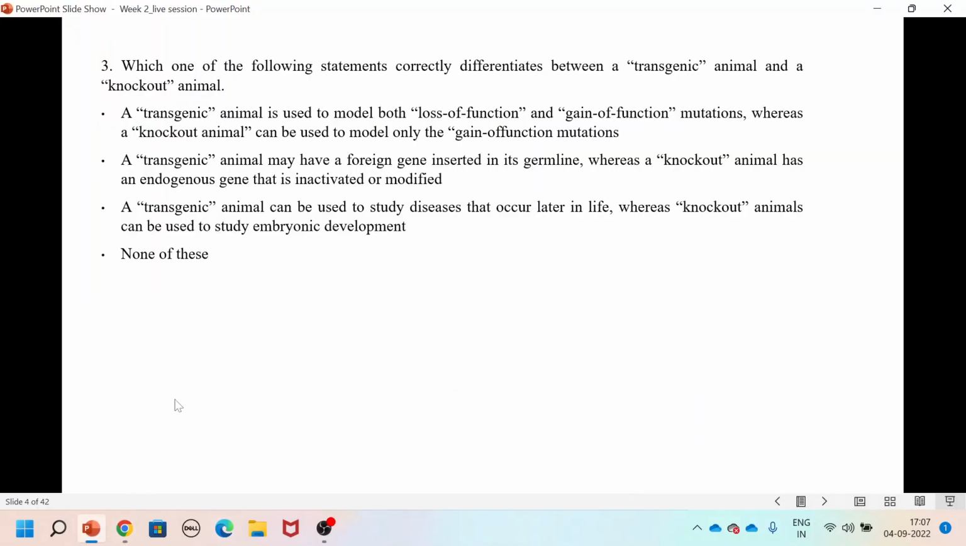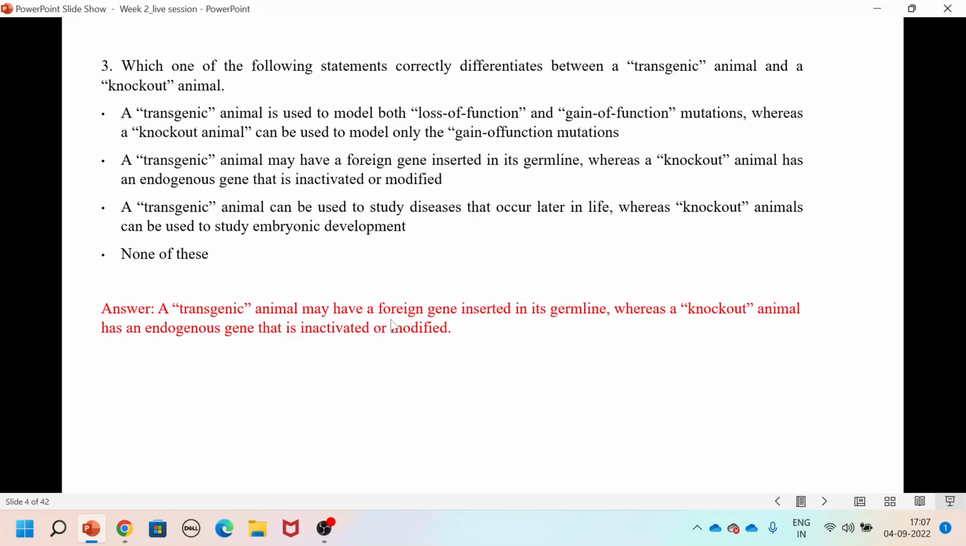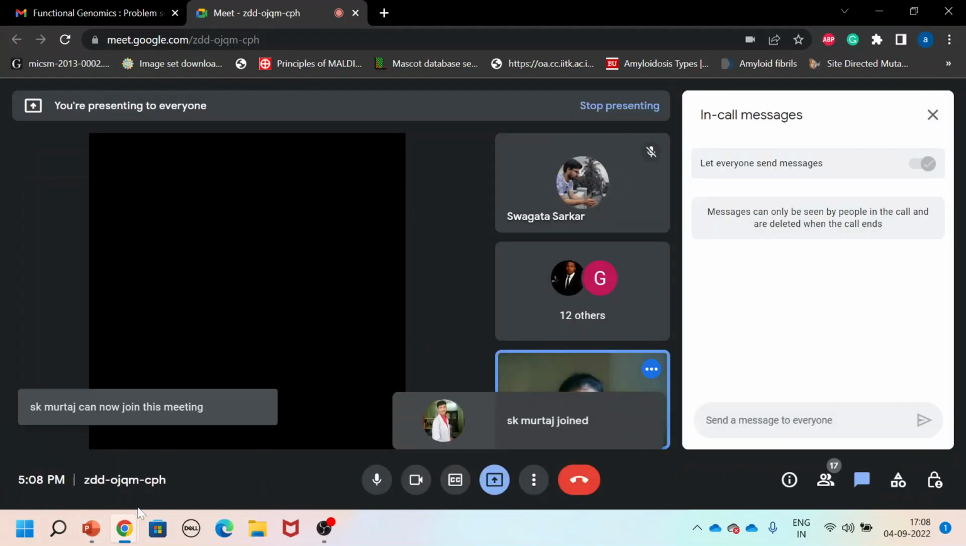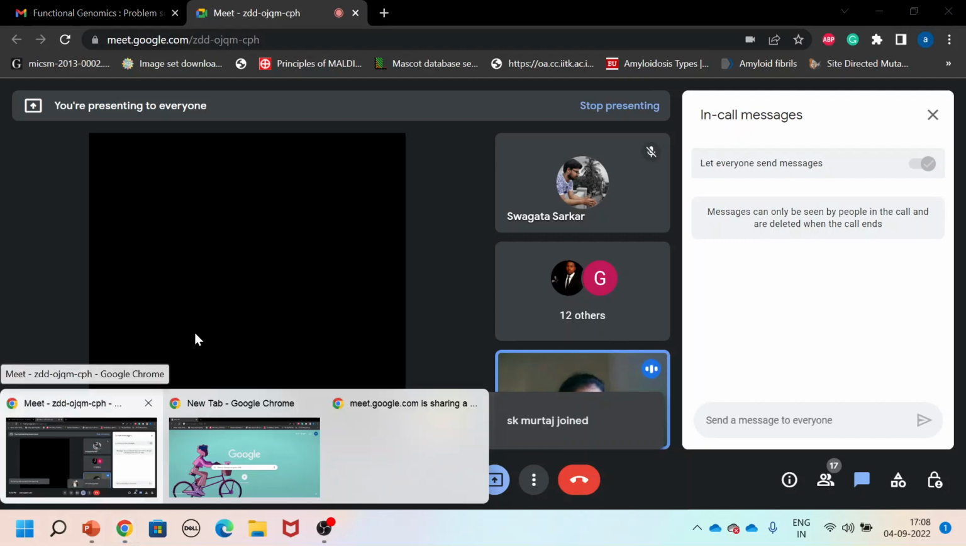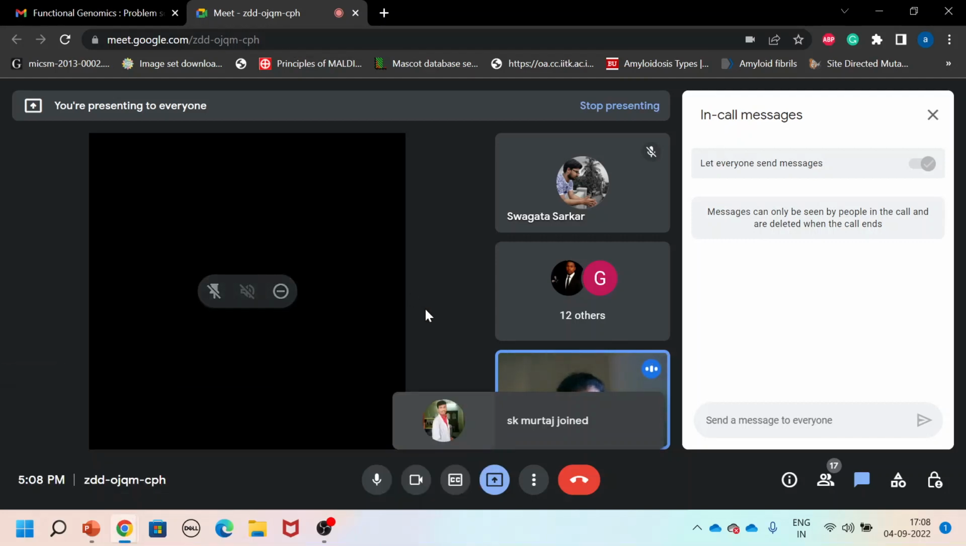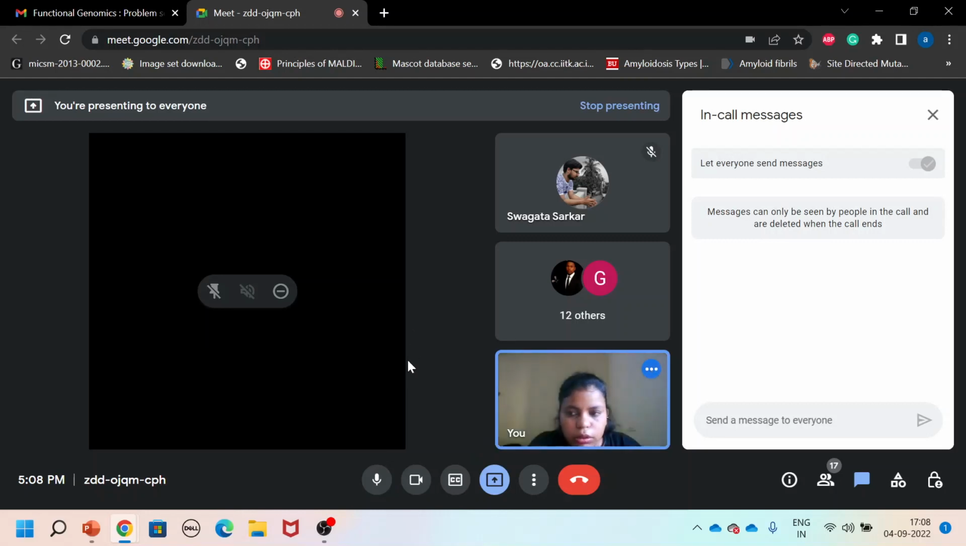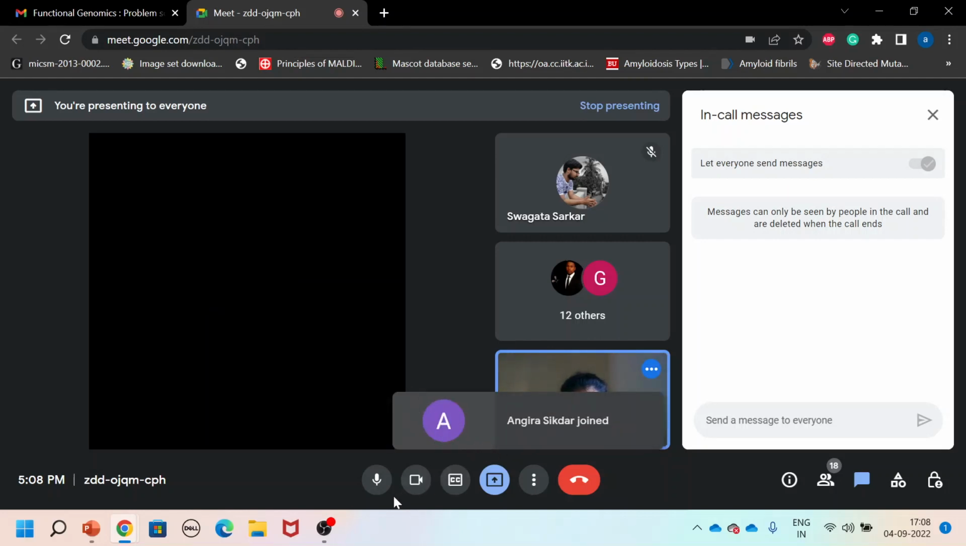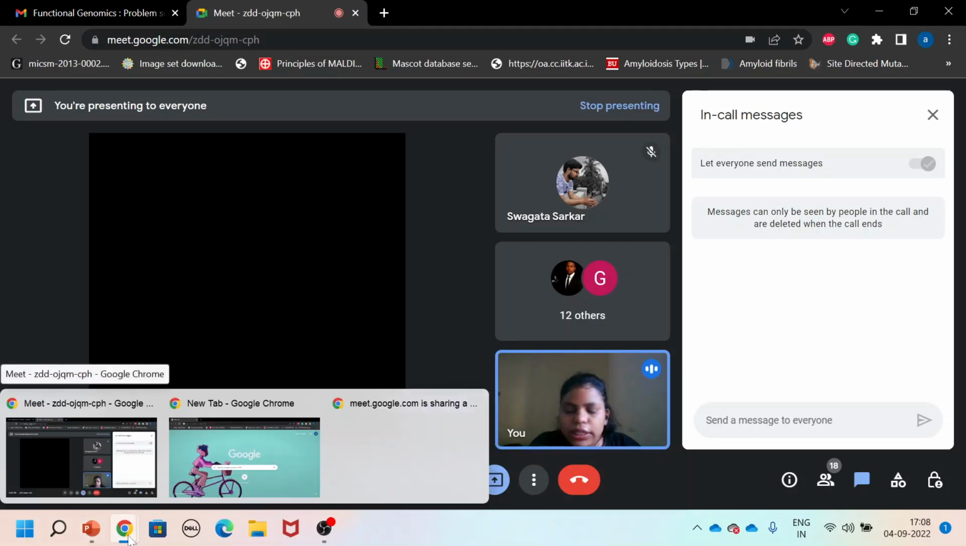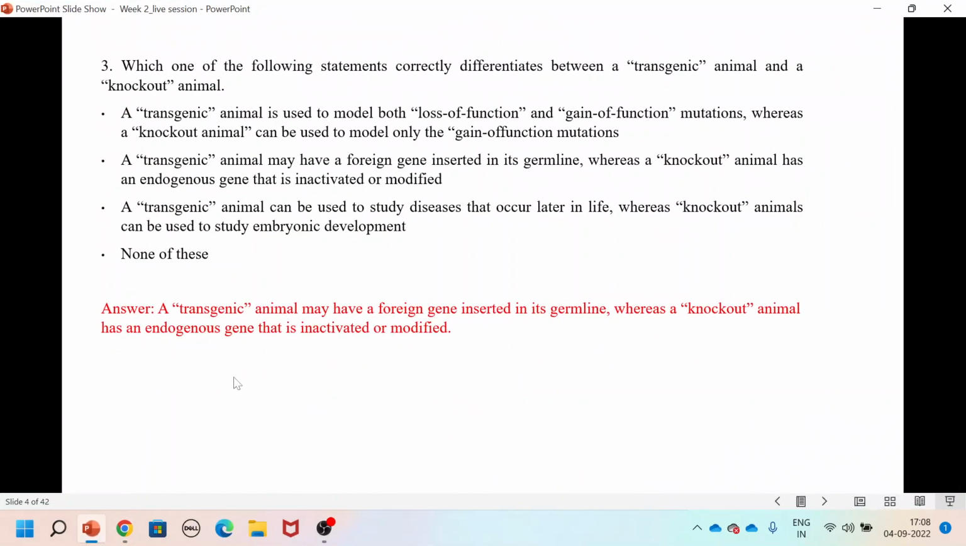Okay. So the correct answer is, a transgenic animal may have a foreign gene inserted in its germline, whereas a knockout animal has an endogenous gene that is inactivated or modified. Does anyone know any example of a transgenic organism or transgenic animal? One such example is Dolly sheep, which is a transgenic animal, and it is produced as a result of the foreign gene which is inserted in its germline.